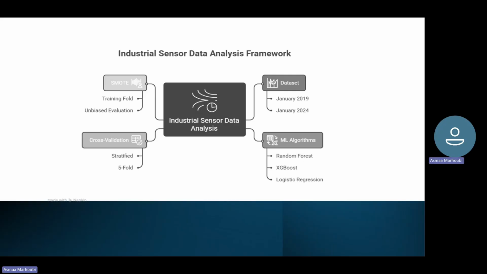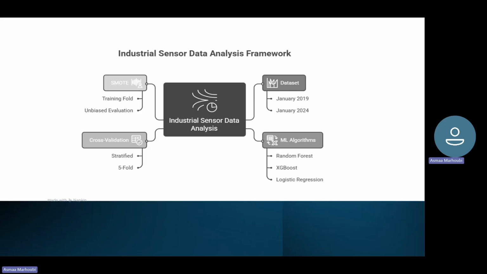The methodology was structured as a machine learning pipeline, developed in Python with the help of Pandas, scikit-learn, imbalanced-learn, and XGBoost. A stratified five-fold scheme was used for cross-validation, and SMOTE was confined to each training fold, which meant that the evaluation was not biased.